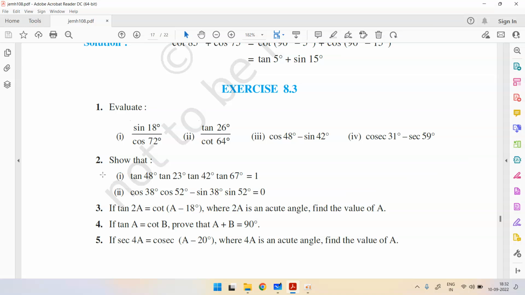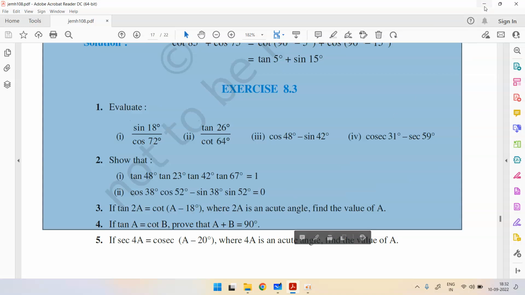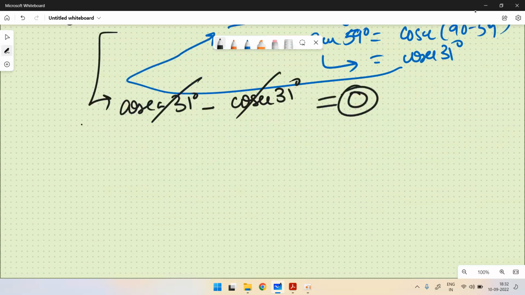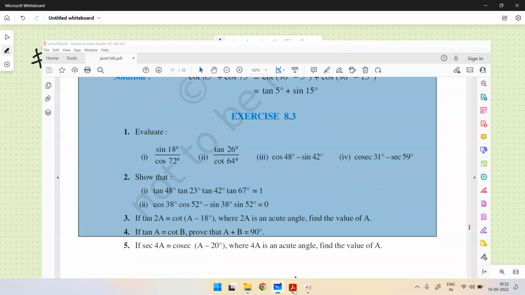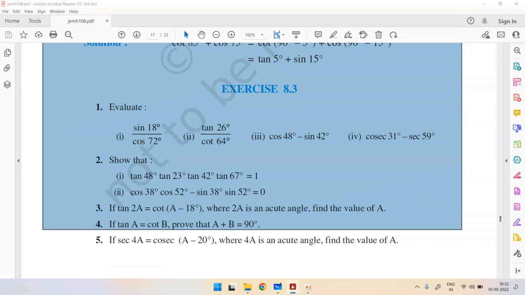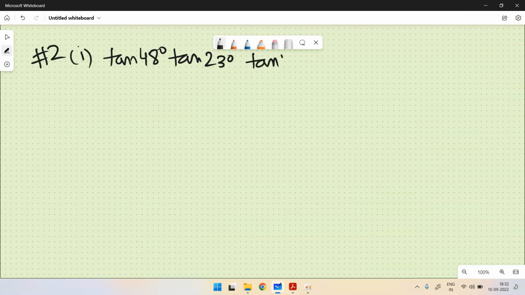The result will be 0. Now second is show that this is equal to 1. We need to solve both expressions. Question number 2, part 1, which is tan 48 degree tan 23 degree and tan 42 degree tan 67 degree equal to 1. We need to show that this is 1.